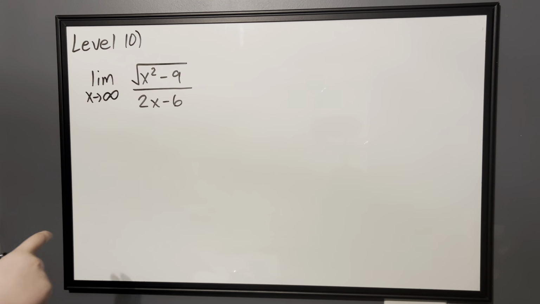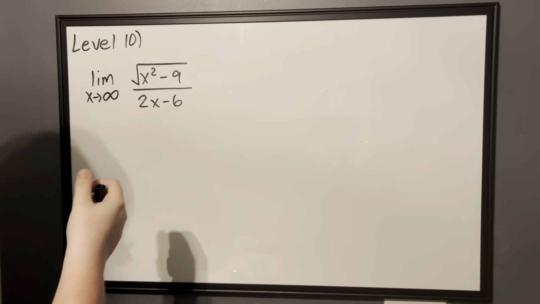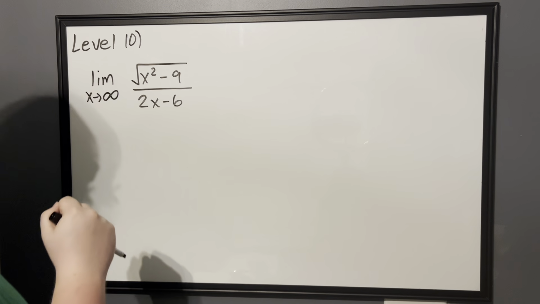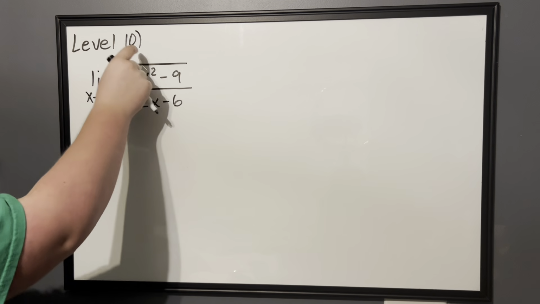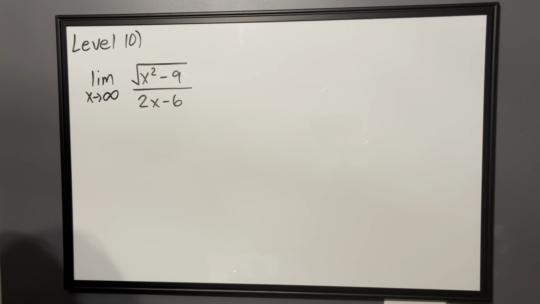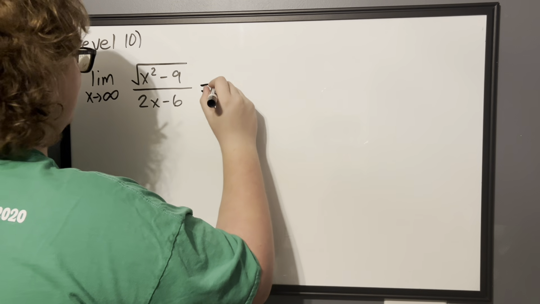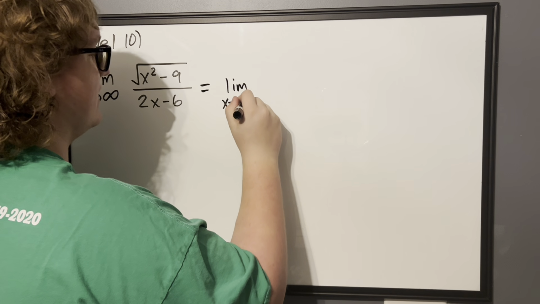So in the bottom, it's clear that the highest degree is 1. But in the top, we have x squared. So you might think, okay, we need to divide by x squared. But the problem is we only need to divide by x. The reason is that the square root of x squared has degree 1. So this is really a degree 1 in here, just hidden because it's under the square root. So we need to divide everything by an x, because that is the highest degree.